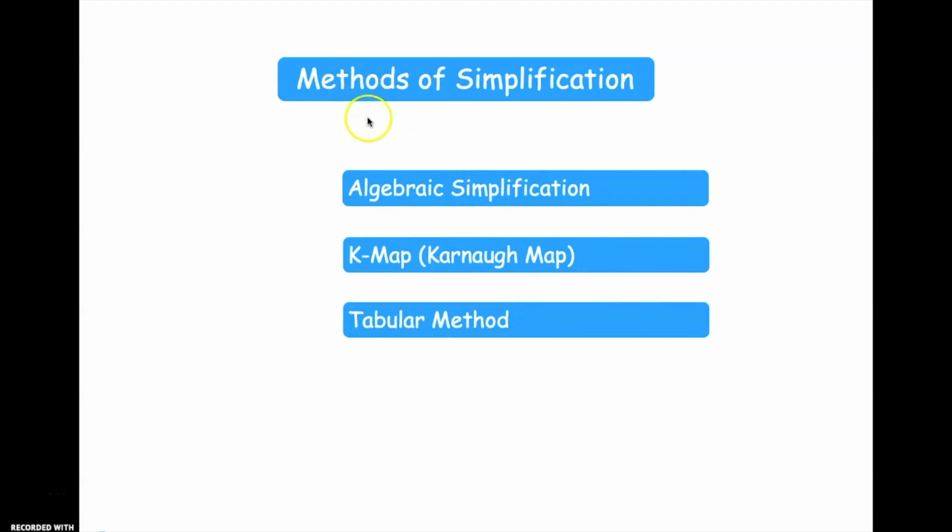Various methods for simplification of logical expressions are algebraic method, KMap method, and tabular method. In algebraic method, Boolean algebra is used. KMap is a graphical based technique, and we have a tabular based method. In this video, we will limit our discussion to KMap only. KMap is a graphical method for simplification of logical expressions.